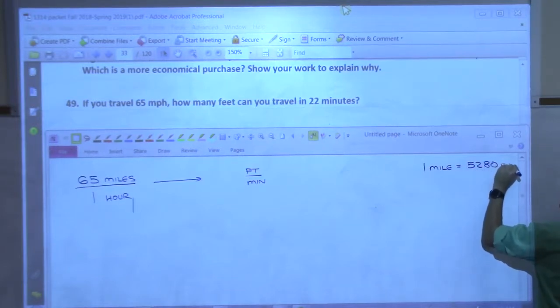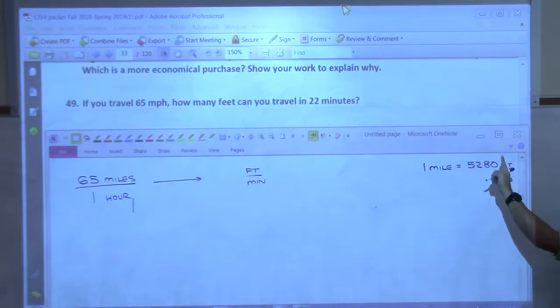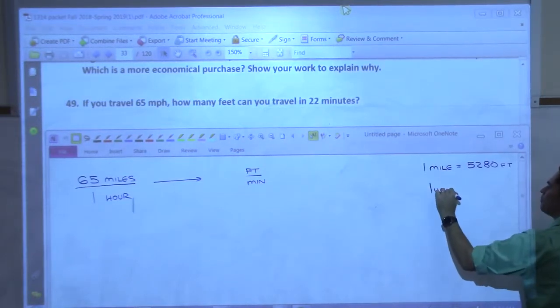5,280 feet. So that's up in your chart. And then in terms of time, we know 1 hour.